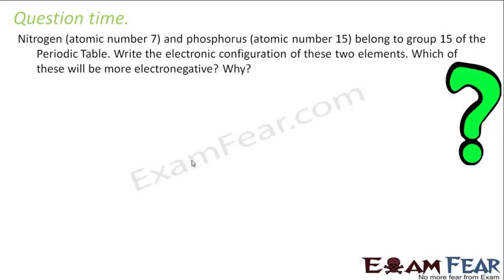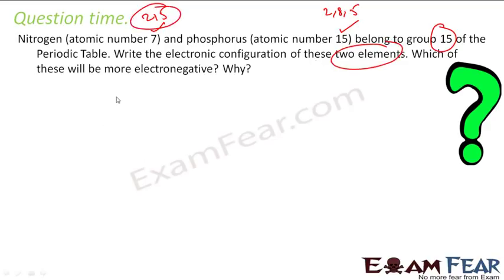Nitrogen, atomic number 7, and phosphorus, atomic number 15, belong to group 15 of the periodic table. Write the electronic configuration of these two elements. Which of these will be more electronegative? So I wrote the electronic configuration: this one is 2,5 and this one is 2,8,5.